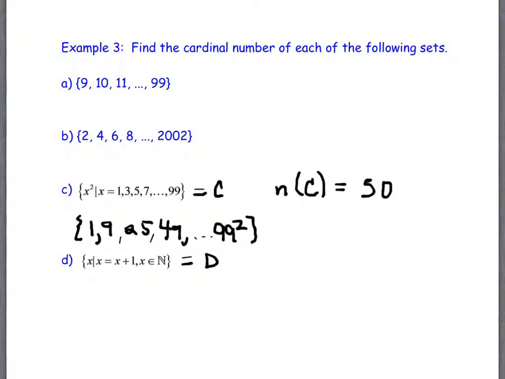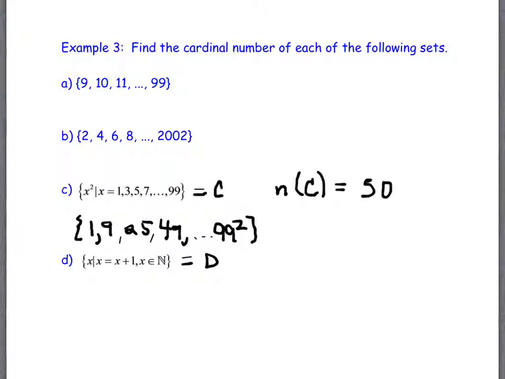Exactly. So if we were to go from 1 to 100, we'd have 100 numbers. But we don't have all of those numbers. Namely, we don't have the evens. We only have the odds. So half of them are odds. So there's 50 of those. Make sense? We're used to doing it with the evens. We haven't seen it with the odds quite as frequently.